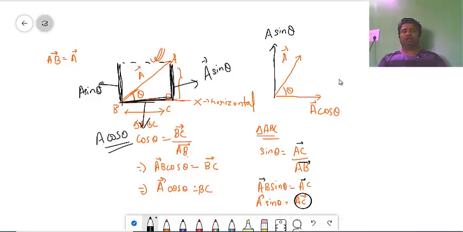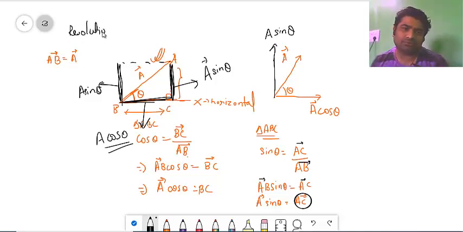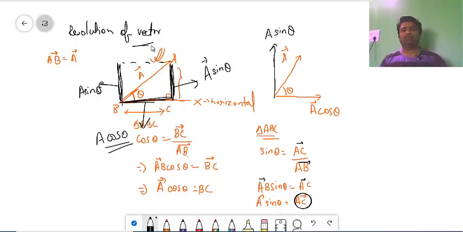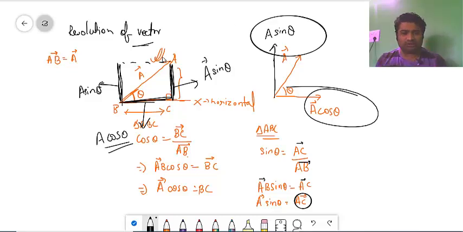A cos theta. So simply this is called resolution of a vector, where you can convert a vector, which is neither vertical nor horizontal, into a horizontal component, that is called A cos theta, and a vertical component, that is called A sin theta. Now this was the bookish method, in which we go step by step and derive.